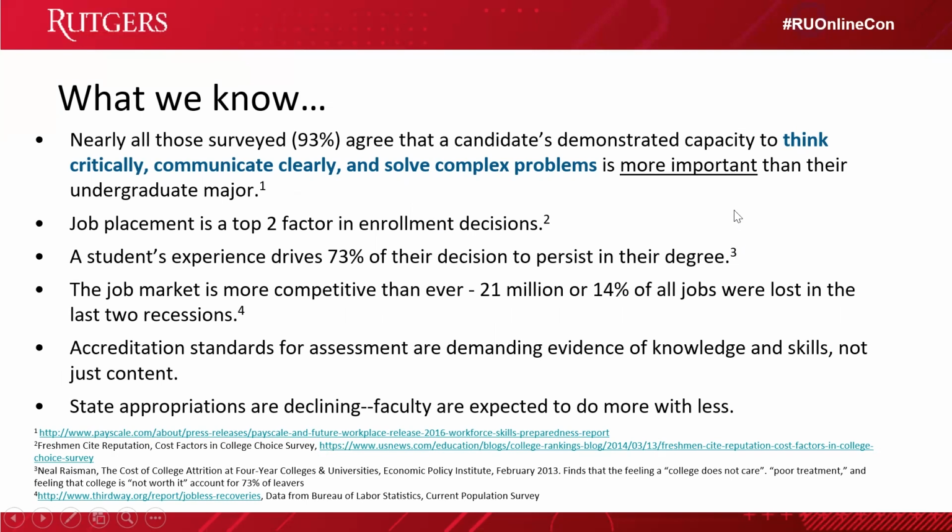In one survey, we know that 93% of employers agreed that candidates for a job needed to demonstrate their capacity for thinking critically, communicating clearly, and solving complex problems. And not only that, but that it was more important than what they majored in. Job placement has consistently been in the top 2 factors in enrollment decisions. It popped up to 1 at one point. The other in the top 2 is always going to be cost. So how much is it going to cost me, and will this get me a job?